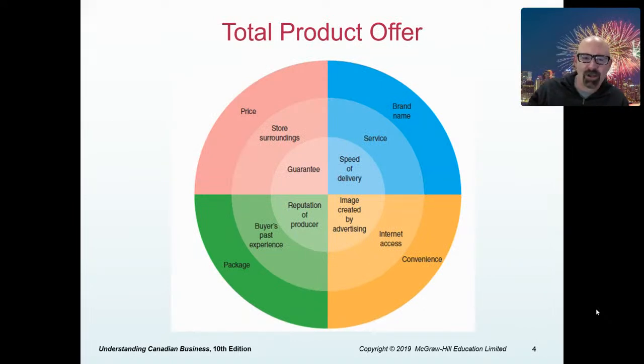All right, let's start with the upper left. Price. You know, is it at a price that is affordable to me right now? What are the surroundings I'm in? What's the situation I'm in? What does the store look like? Is there a guarantee? What other things go top right?